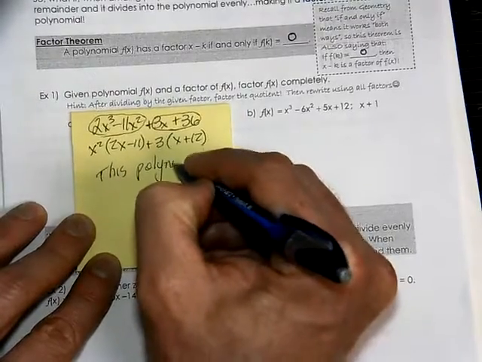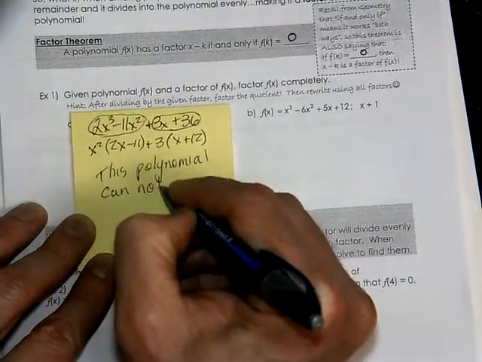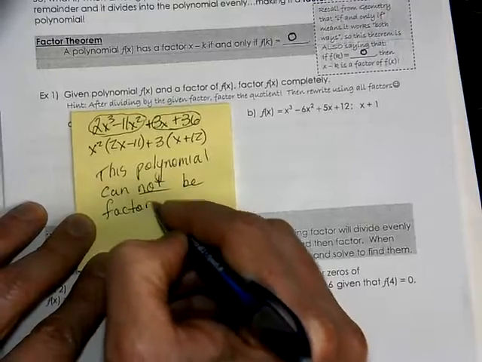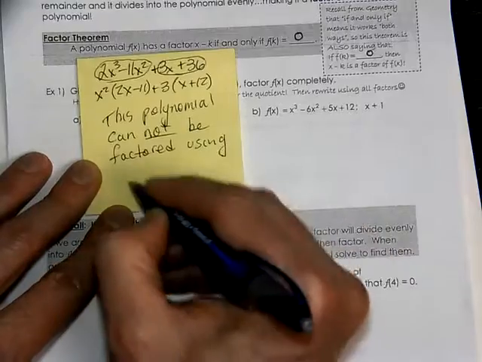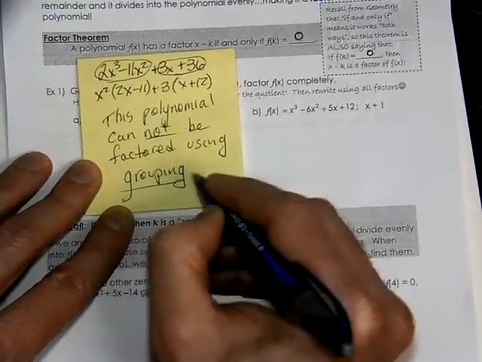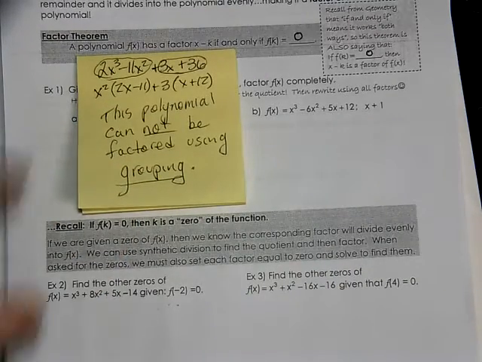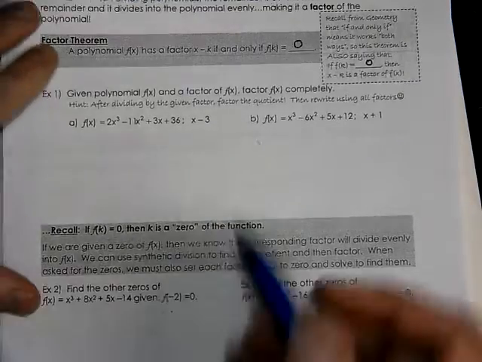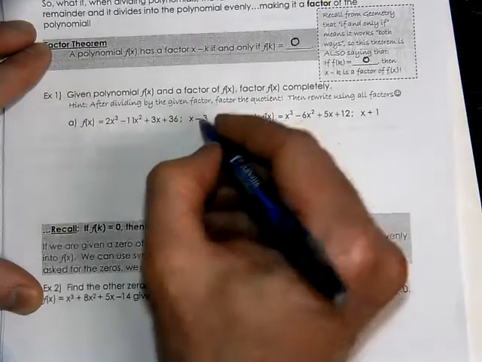So this polynomial cannot be factored using grouping. It might be able to be factored, but it cannot be factored using grouping. So we're going to look at a different method, what we talked about with synthetic division.